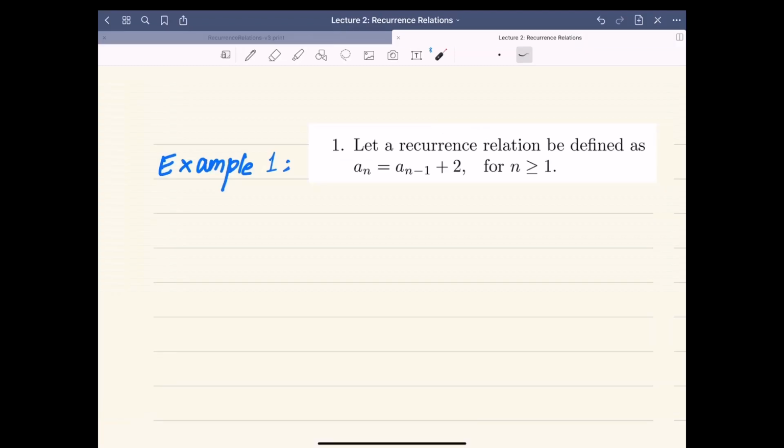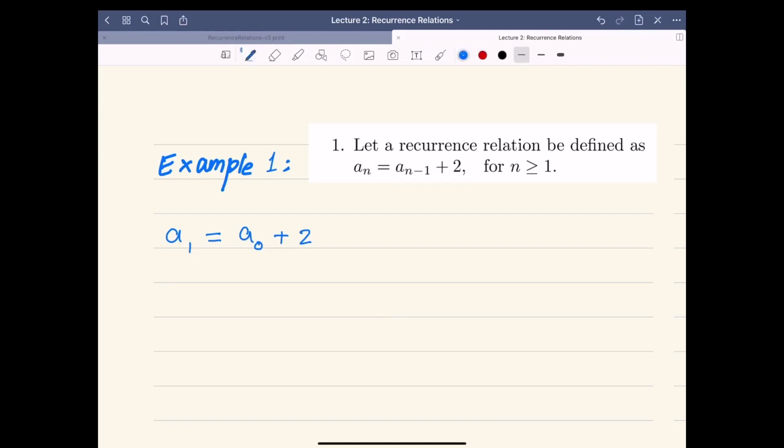So by forward chaining, we need to find some of the elements. A1 is equal to A0 plus 2. And how did we find this? We found it from here. If n is 1, then this will be 0. And A0 is the initial value, so you don't do any further simplification.